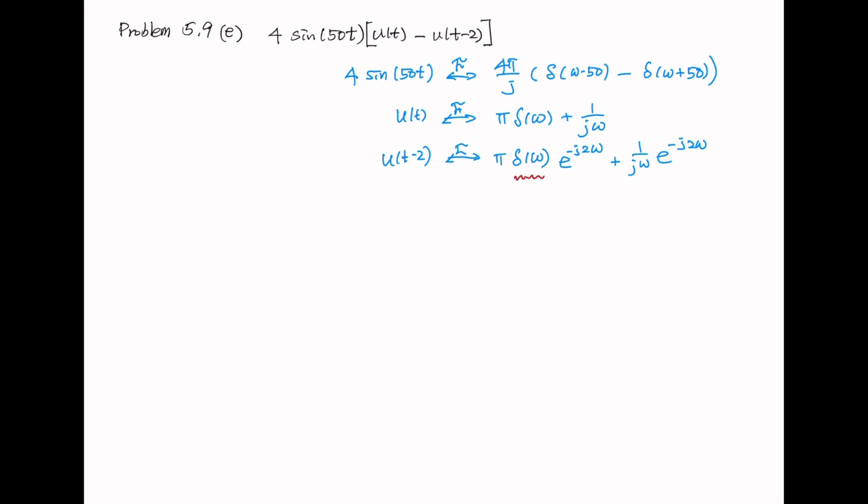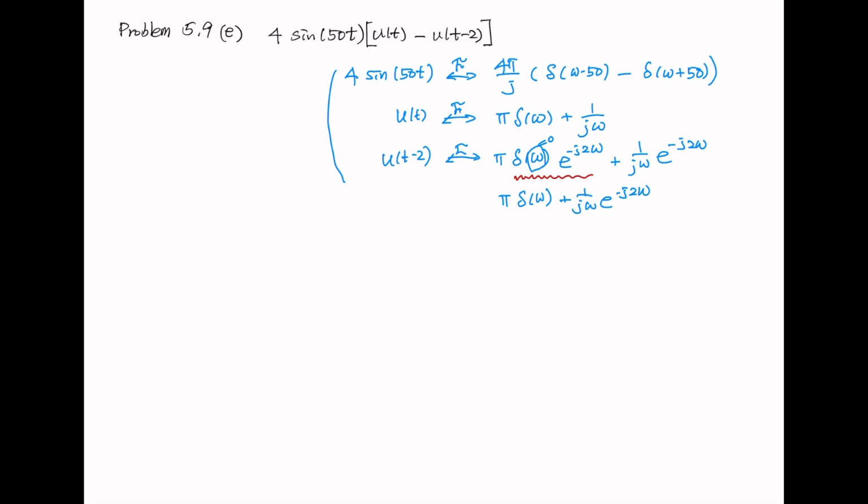If we multiply a delta function into any given signal, what's going to happen is it's going to be just pi times delta omega, because we let the inside of the parenthesis equal 0, which is omega equals 0, and plug it in here. Then e to the negative j2 times 0, e to the 0 is 1, so that's that, plus 1 over j omega e to the negative j2 omega.